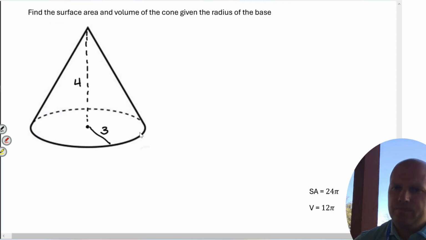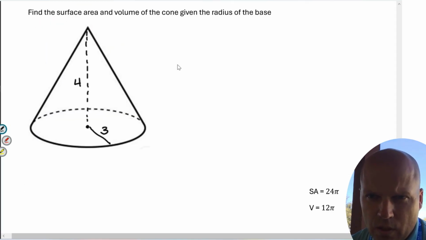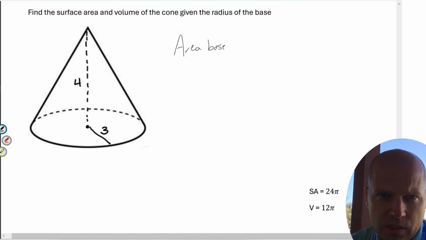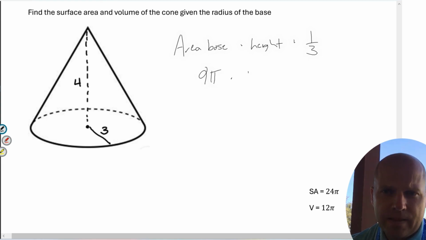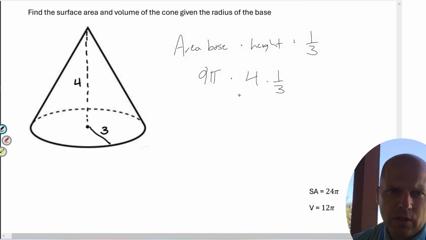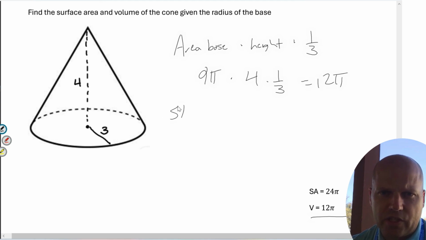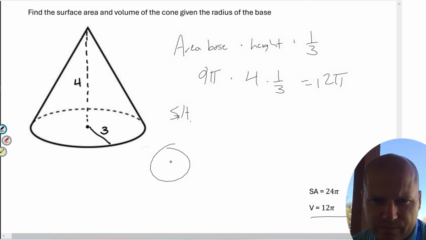And finally, easy start. Area of the base times the height times a third. Area of the base is 9 pi. The height is 4 times a third. So I get 12 pi. But now the surface area is the tricky part. Okay, I have a circle. Cool. This is 9 pi.